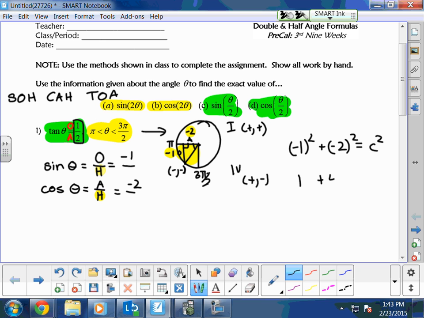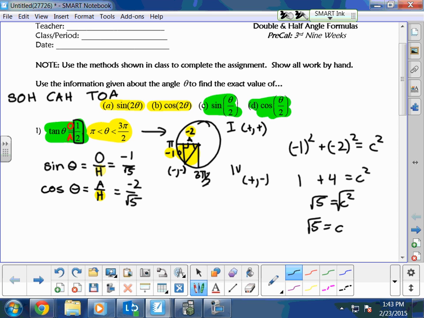That's 1. This is 4. C squared, so you have 5 is equal to c squared. You take the square root of both sides. You find out that c is equal to the square root of 5. Now, it's going to be positive because, remember, this is plus or minus, and all hypotenuses are positive, which means that this is really the square root of 5 and the square root of 5.